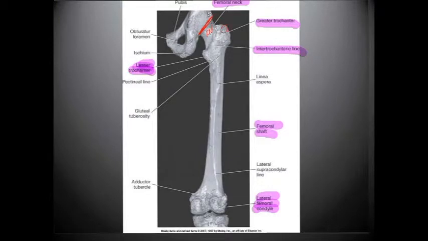The greater trochanter, lesser trochanter, body. Then we have lateral condyle, medial condyle, medial epicondyle, lateral epicondyle, intercondylar notch, inferior rami, superior rami.